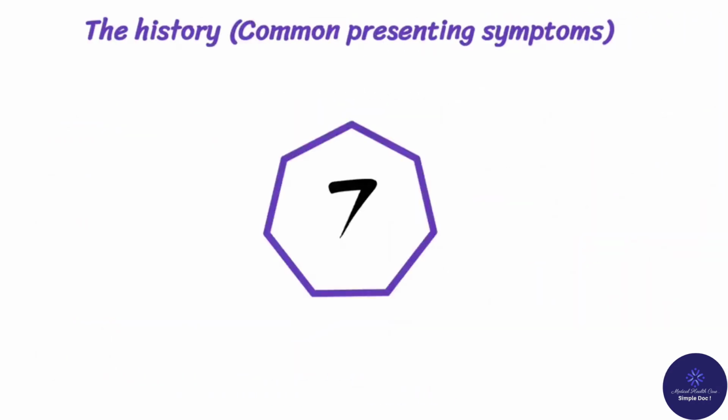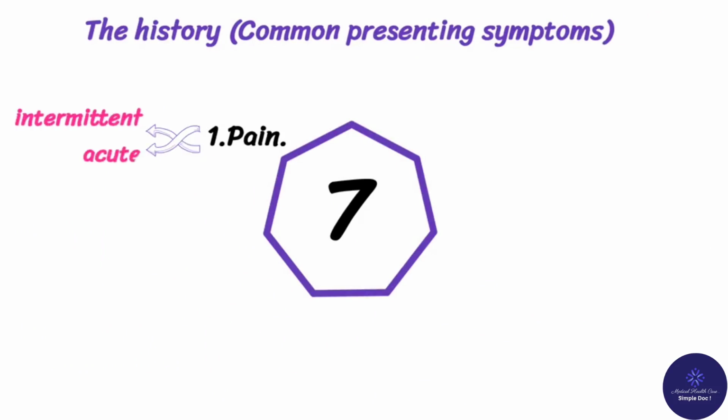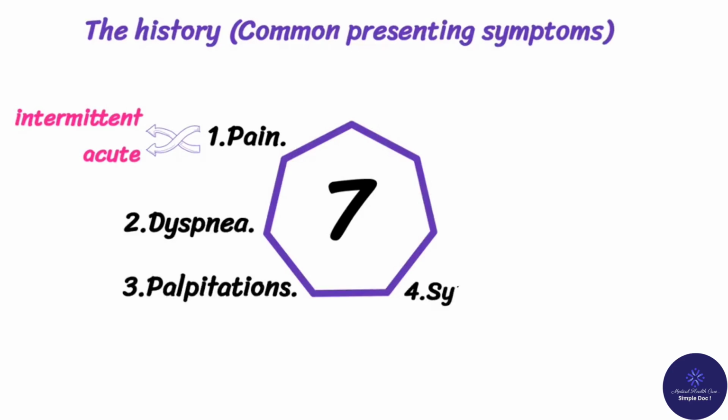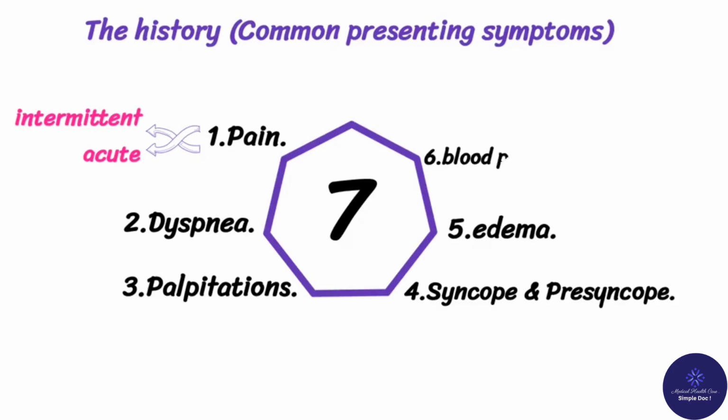The history, common presenting symptoms. 1. Pain. Two main types, intermittent and acute. Remember that anginal pain is never localized, inframammary, or stitching, and never lasts more than 30 minutes. 2. Dyspnea. 3. Palpitations. 4. Syncope and presyncope. 5. Edema. 6. Blood pressure changes. And 7. Others.